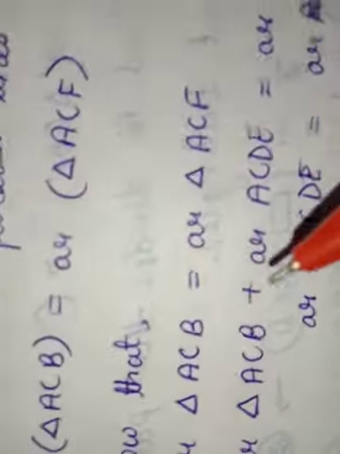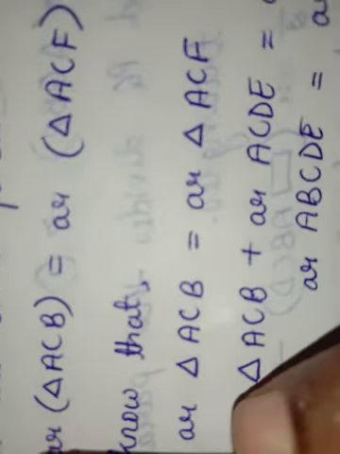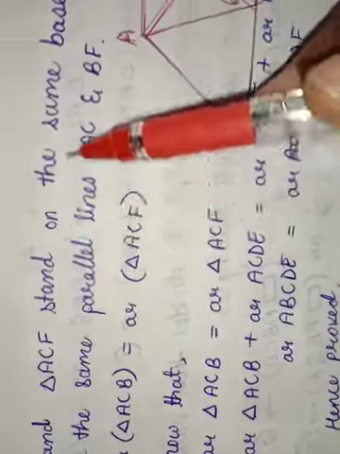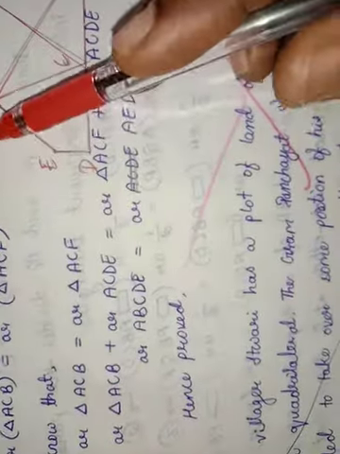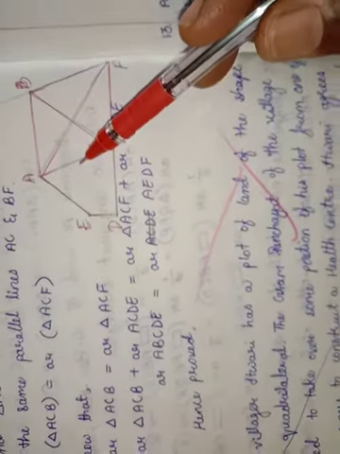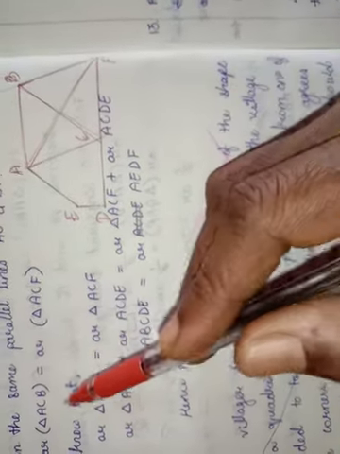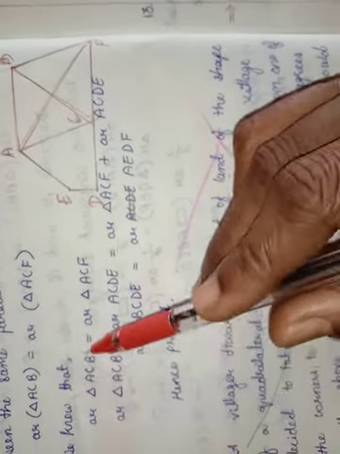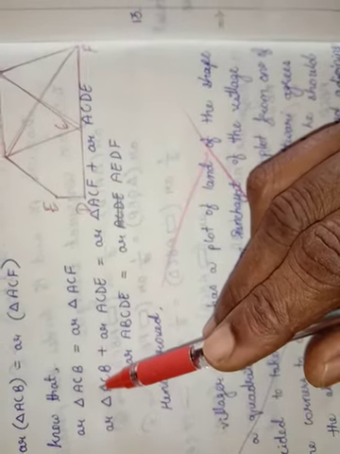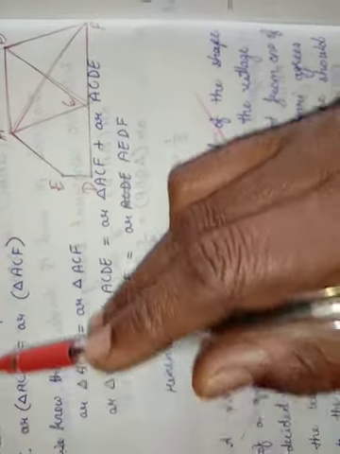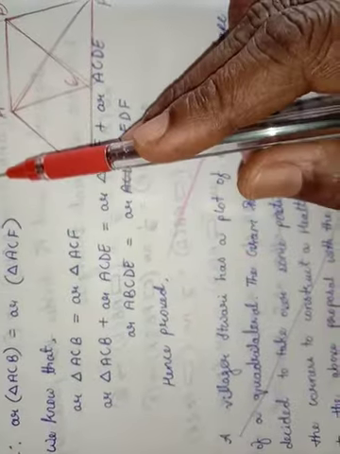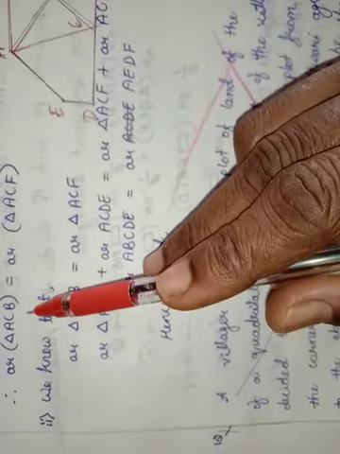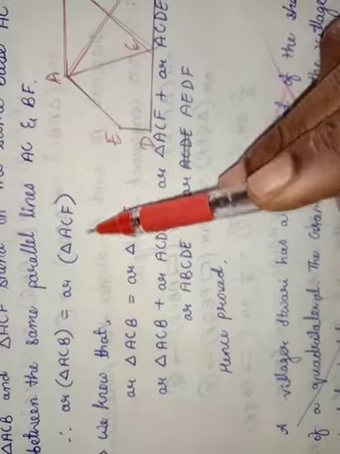Now, triangle ACB and triangle ACF stand on the same base AC and between the same parallel lines AC and BF. You can observe here in this figure. We know that these two are standing on the same base AC and between the same parallel lines AC and BF. Therefore, area ACB is equal to area ACF.